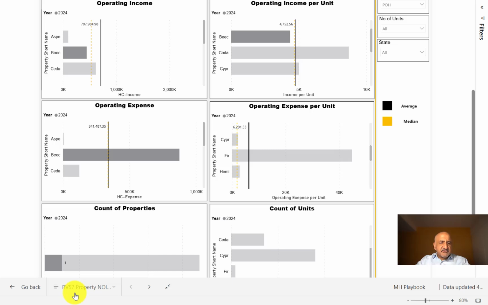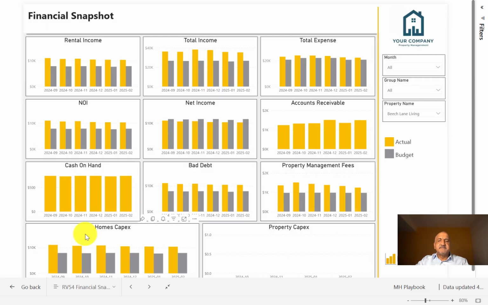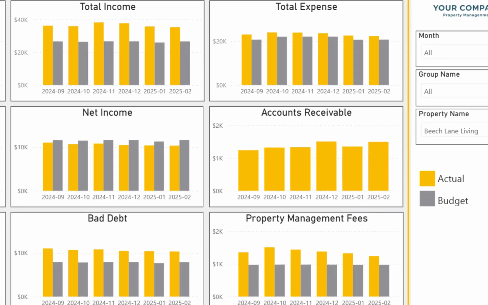So let's go to another visualization to look at the other financial KPIs for these properties. So here I'm just going to focus on Beach Lane again. And so these are some of the KPIs that I assume you're already tracking. The colored bars tell me what the actual number is and then what the budget was for these as well.